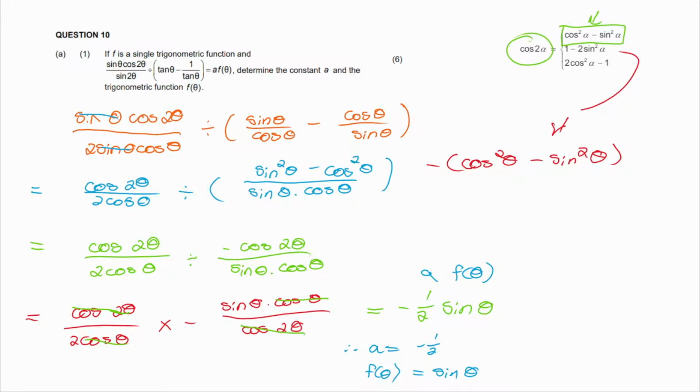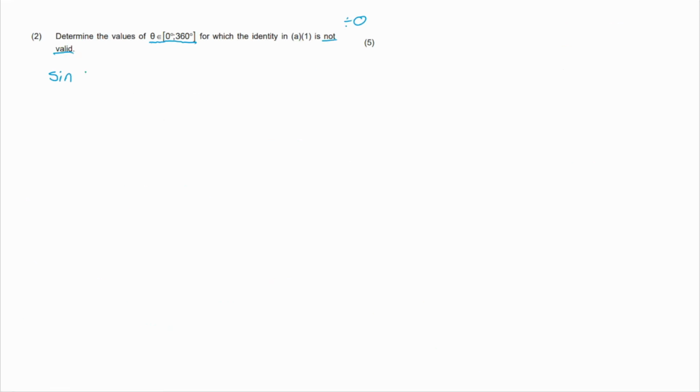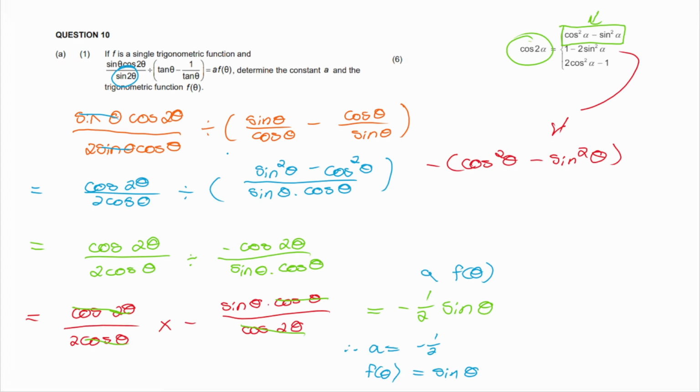We need to start here. We can't just look at the end. We need to look here, and where are we dividing by 0? We'd be dividing by 0 if sine of 2 theta is equal to 0. That is not allowed. That will mean it is not valid.